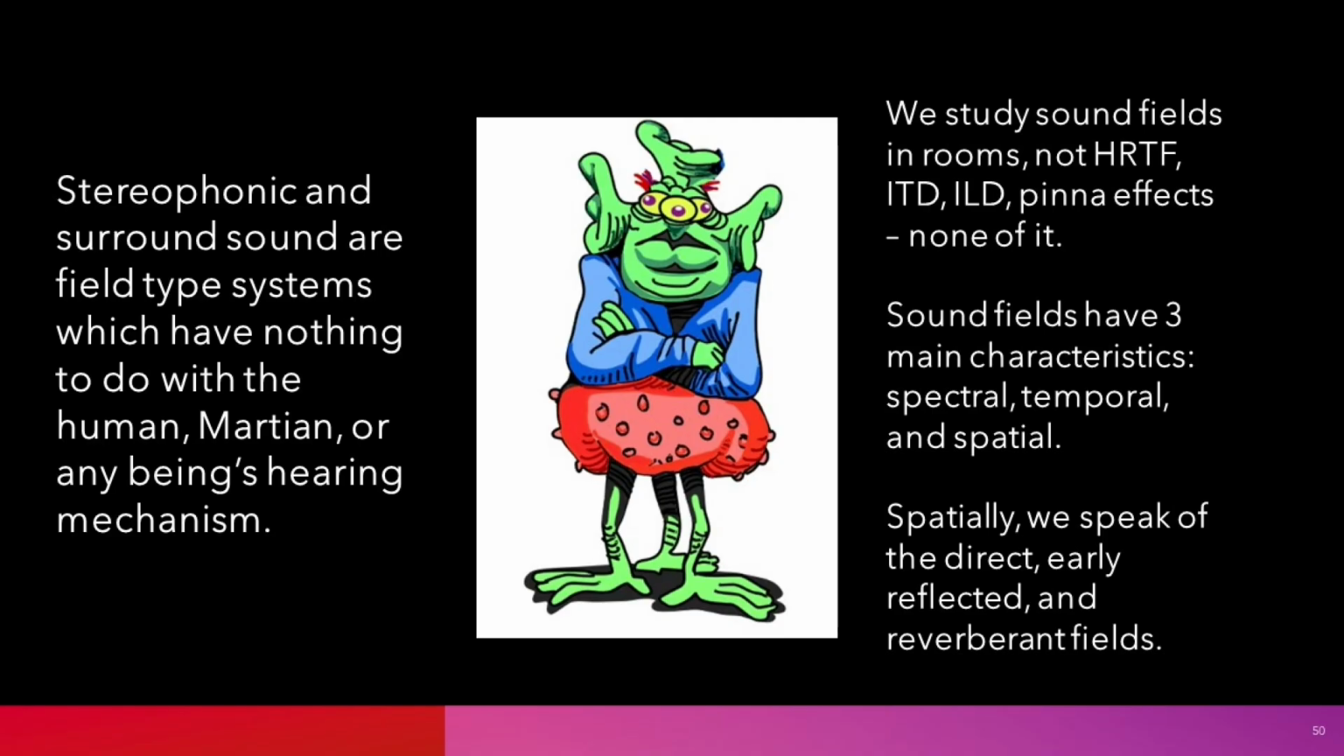Spatially, we need to talk about the direct, the early reflected, and the reverberant fields. For some reason, Bose only talked about the direct and reverberant fields. He left out the early reflected fields. I don't know why, and he wouldn't answer that, but in a concert hall, you don't have much of an early reflected field, you just have the reverberant field all around, right? That may be why.